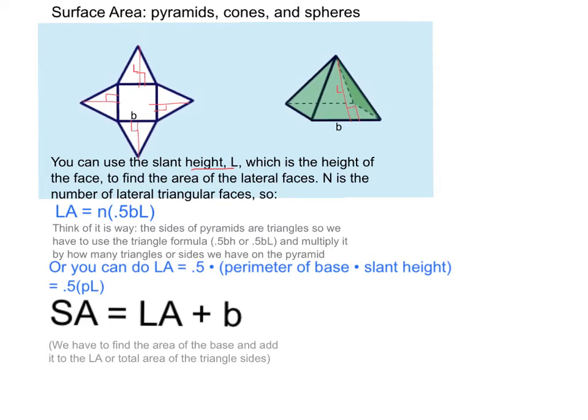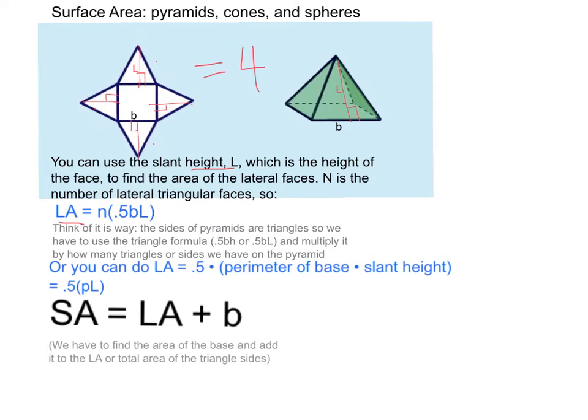So for example, on this pyramid, we have 1, 2, 3, 4 lateral faces. So in this case, we'd find the area of a triangle and multiply it by 4 to find the lateral area. So our formula for lateral area is N, which is how many lateral sides we have, times 0.5 base times length, which is the same formula as the area of a triangle. When you think about it, it makes a lot of sense because each side is a triangle, so we're looking for the area of each triangle. And each triangle is the same, so we only have to find the area of one triangle and multiply it by how many triangles we have.